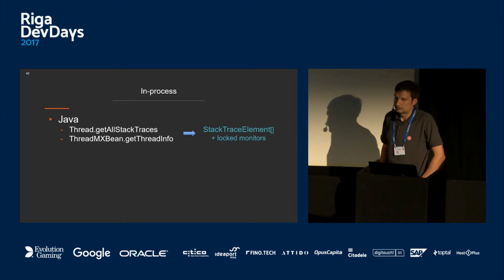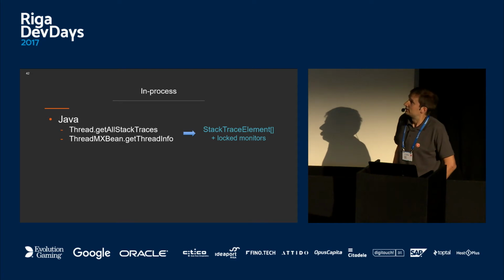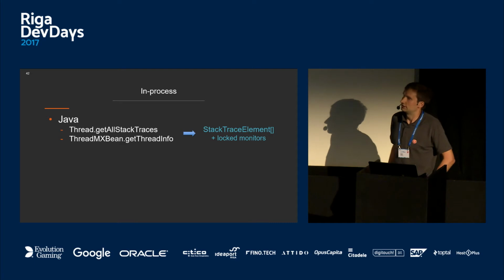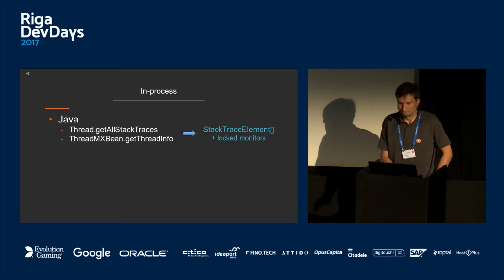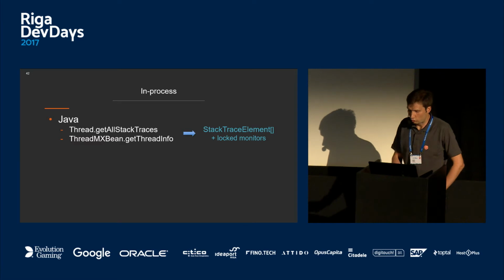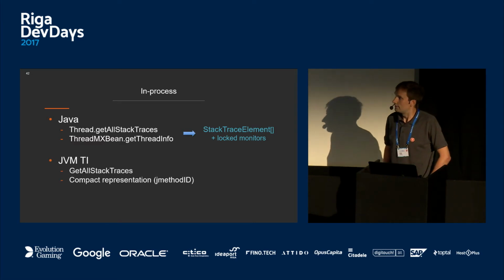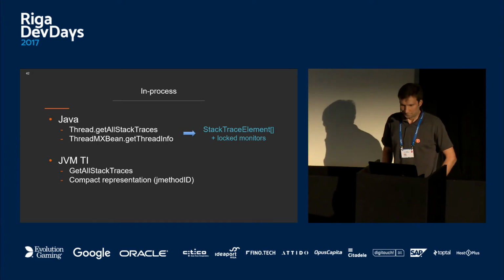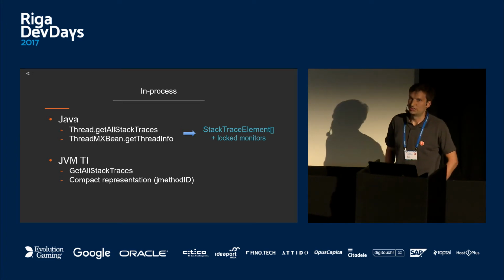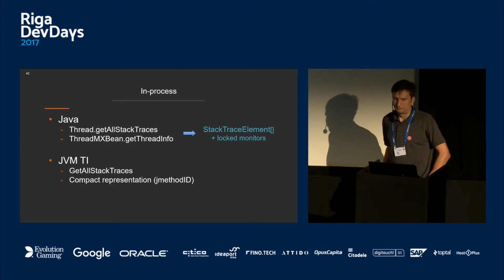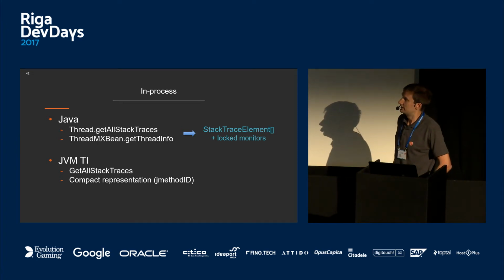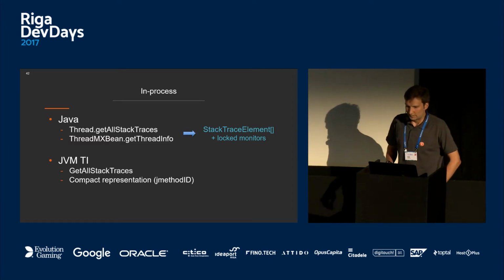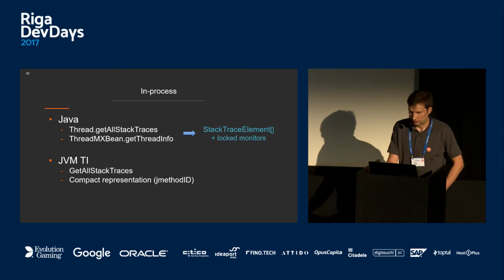We can dump threads right from the same JVM using a convenient Java API, which returns a stack trace in Java representation. For a more compact representation, there is another function provided by the JVM Tool Interface. It returns an array of jmethodIDs. If any one of you has ever written some JNI code, then you know what a jmethodID is. This is also a much faster way to get stack traces.